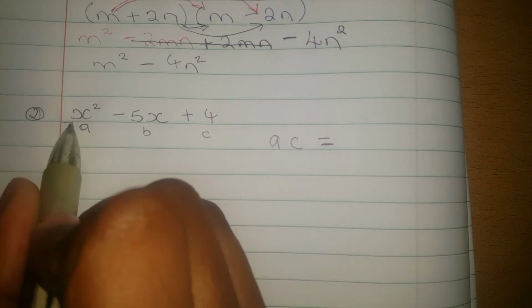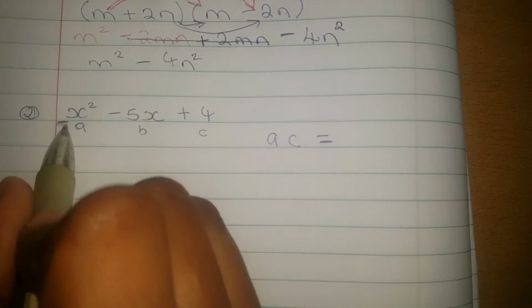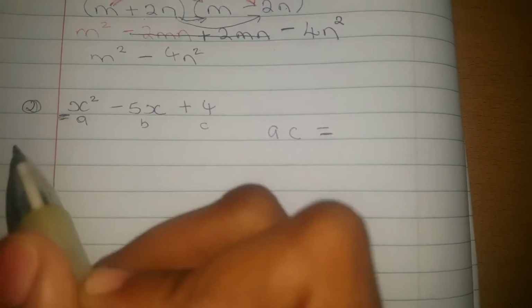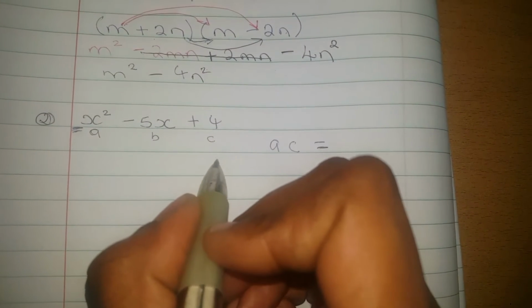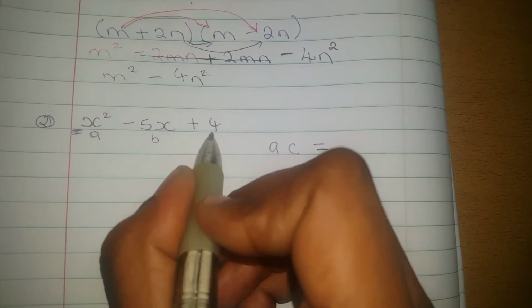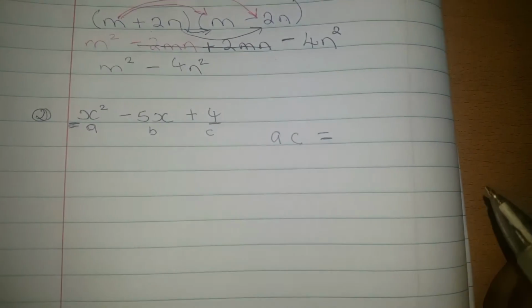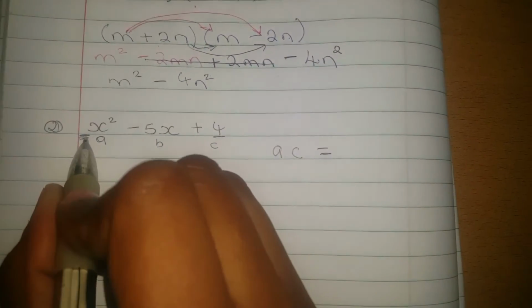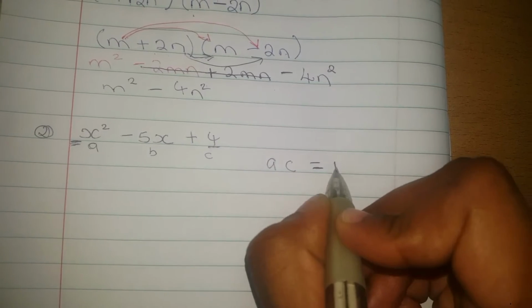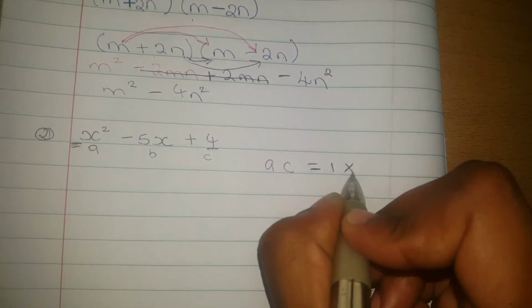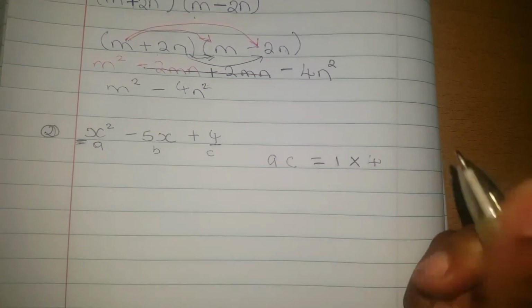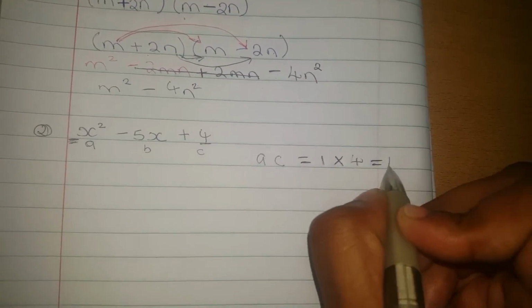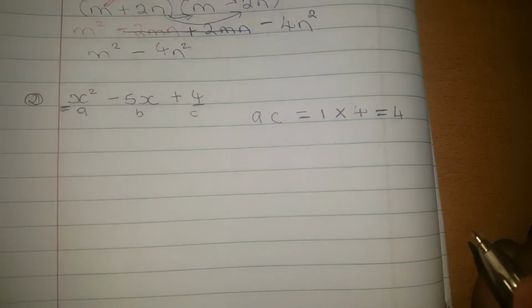So AC now is the value of the coefficient of x squared, or our first term, and the coefficient of our last term. But in this case it's a constant, so we can still use it. So in this case the coefficient is 1 being multiplied by 4. Therefore the product, or the value of AC, is 4.